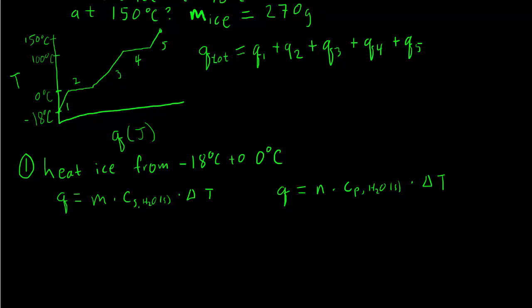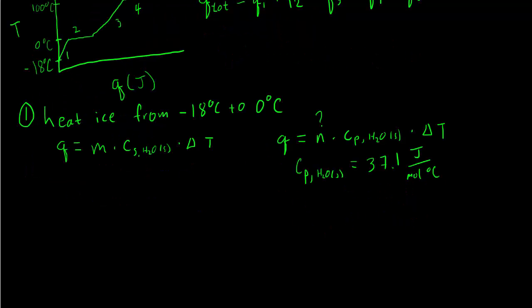So one of these formulas will be the one that I want to use. Now what I know from table 5.1 in the book is that the C_P, the molar heat capacity for solid water, for ice, is 37.1 joules per mole degree Celsius. Since I know that value, I'm going to use this formula over here to do my calculation. In order to do that, though, I need to know the number of moles of water, and I wasn't given the number of moles of water. Up here I was told the mass of the ice that I have is 270 grams. So I'm going to have to do a conversion factor. But no worries, we know how to do that.